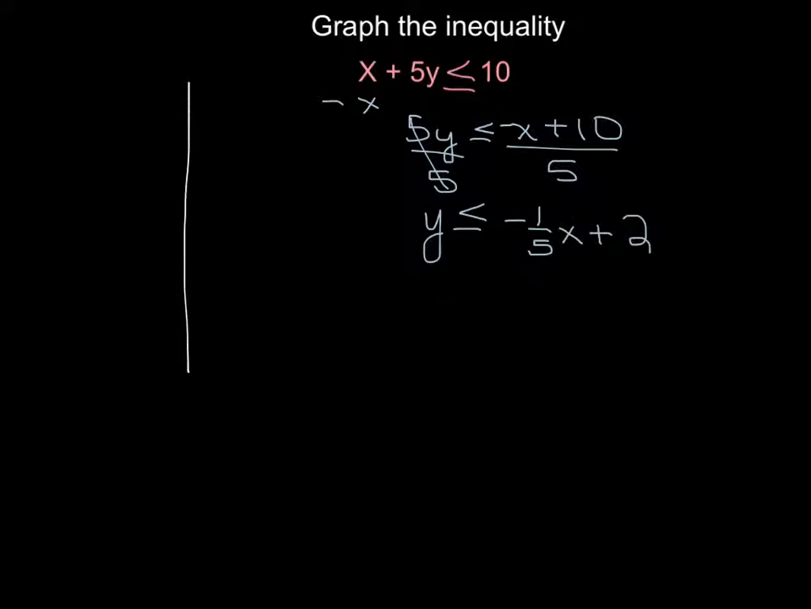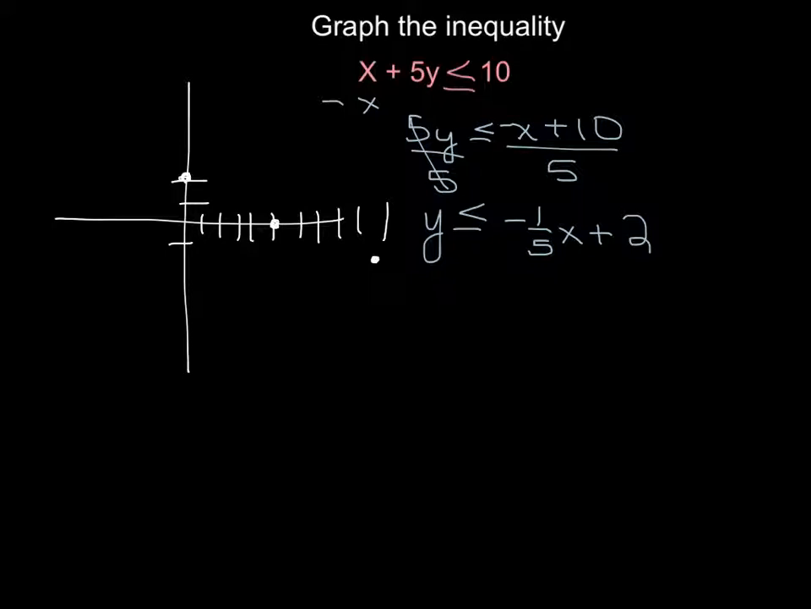So if we just come over and sketch out our graph, our y-intercept is positive 2, and then our slope is negative 1/5. So we go down 1 and over 5. And you can do that again. I usually like to get about 3 points just so that I can have a little bit of an idea of where my graph is going.